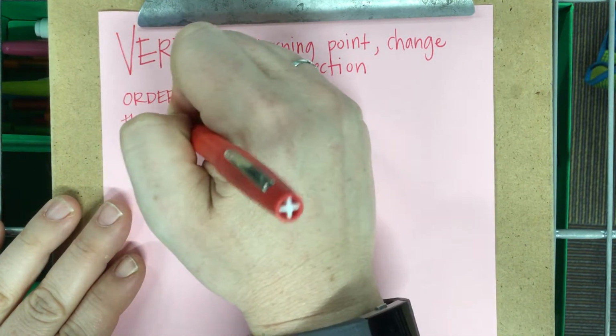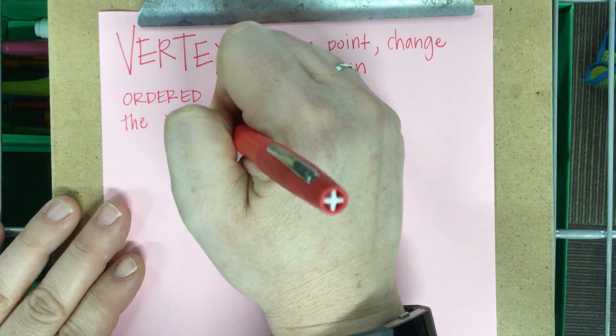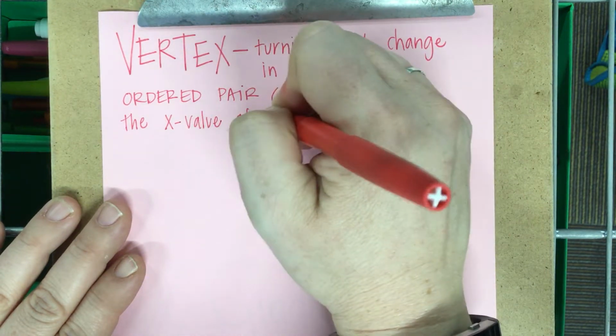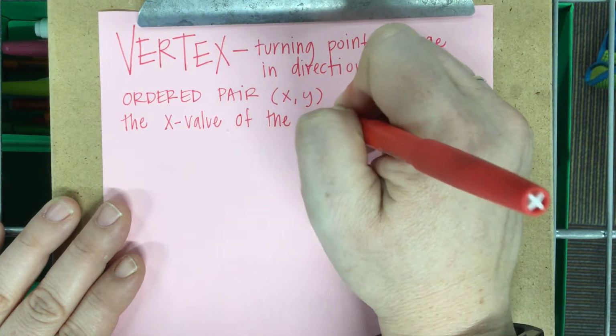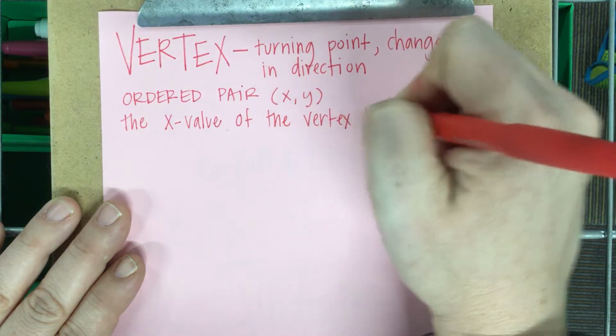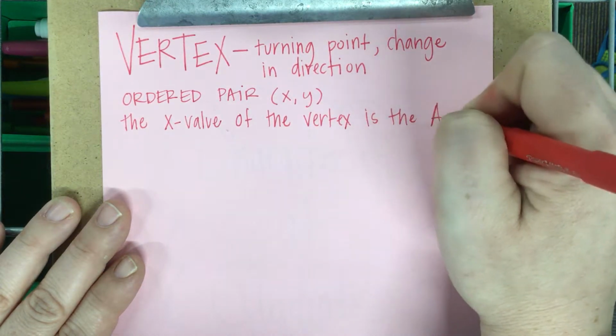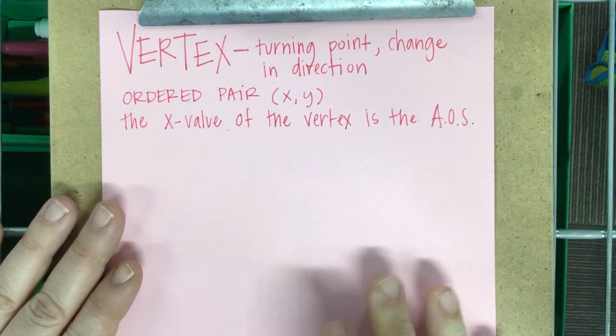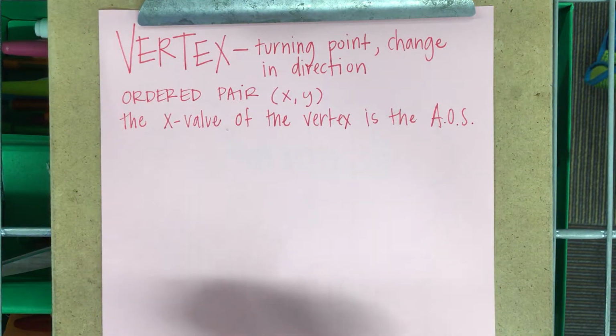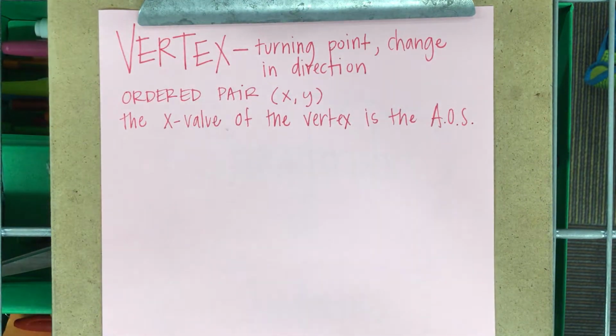The X value of the vertex is the axis of symmetry. So if you find the axis of symmetry, we just found it for that problem, it was 1. I'm halfway to finding my vertex. I'm halfway to finding the turning point.